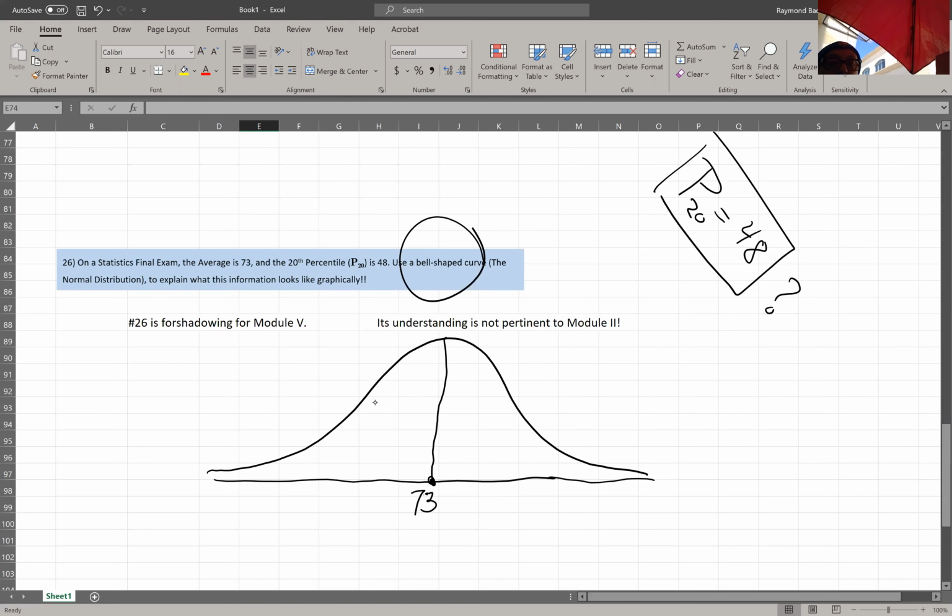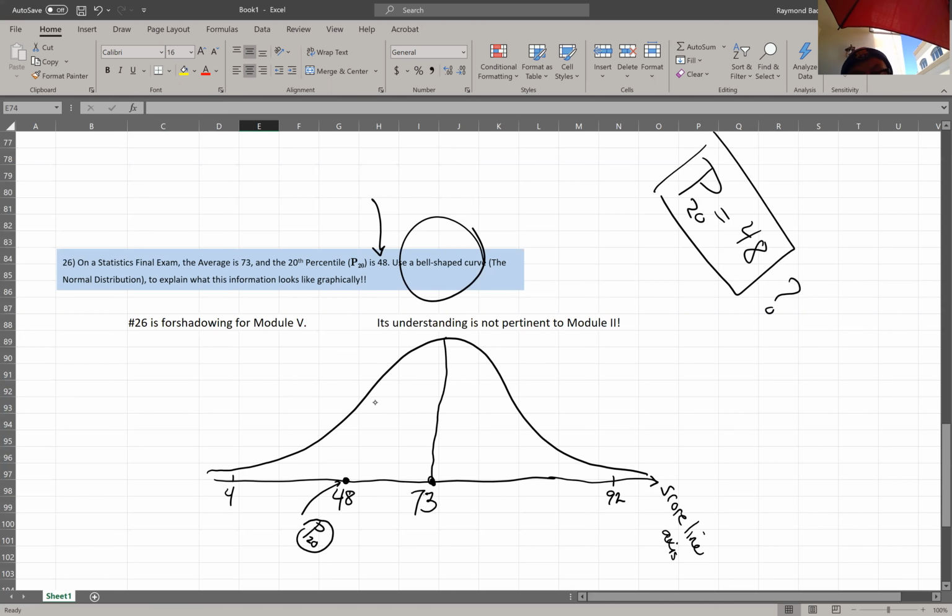And now it says the 20th percentile is 48. If 73 is in the middle, and this is the score axis, where do you think the score of 48 would be? Obviously to its left, because left goes down, right goes up. So the test score of 48, that's the 20th percentile. This number here is the 20th percentile.